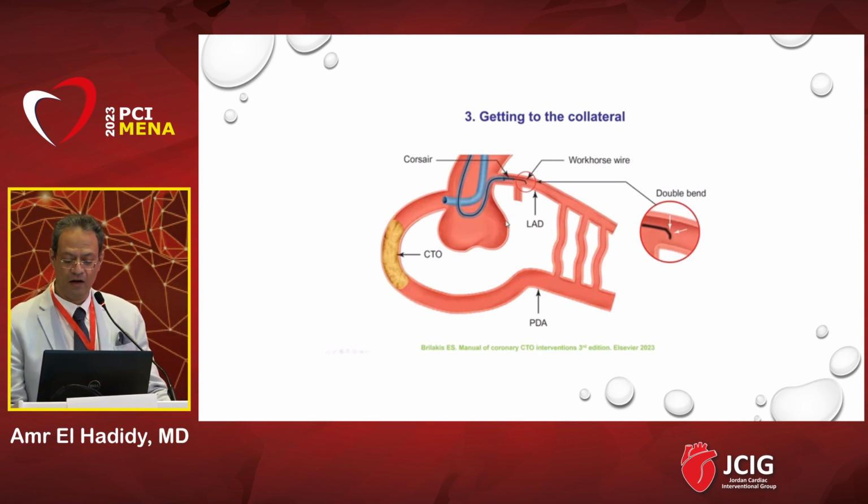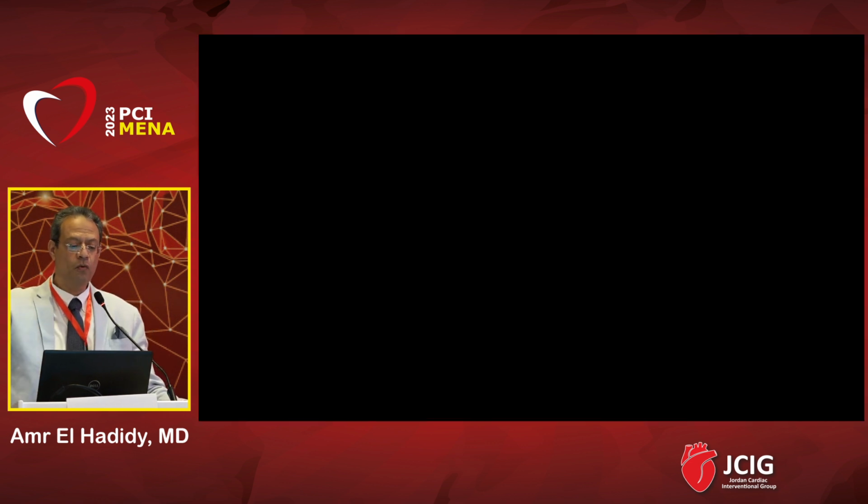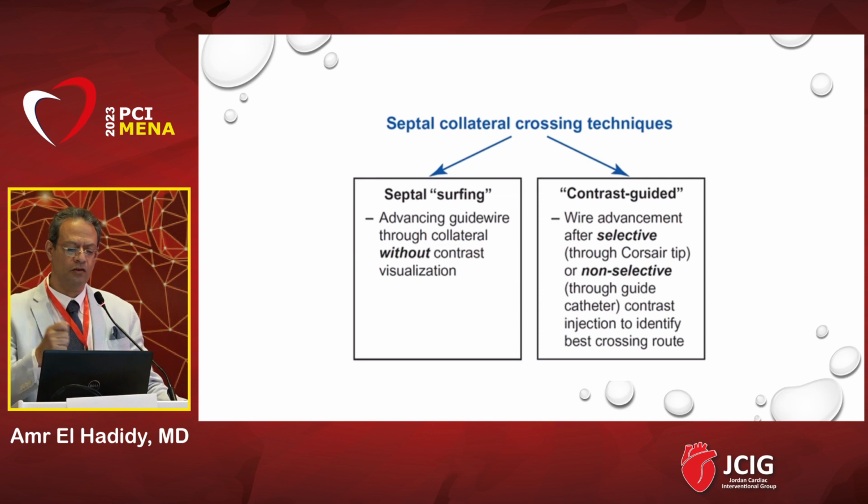So, how to cross the collateral: we know that you have septal surfing. Septal surfing is very good to try to go through the septal collaterals without any curves in this wire, and without contrast. Sometimes, as in this case, we do a test tip injection from the microcatheter to select which branch you can go to from these collaterals.